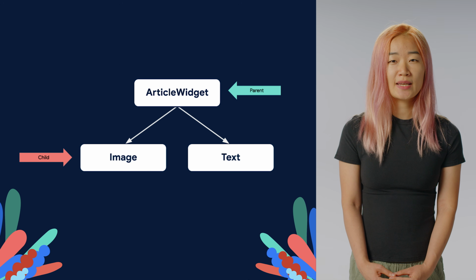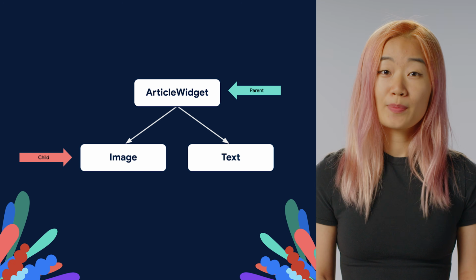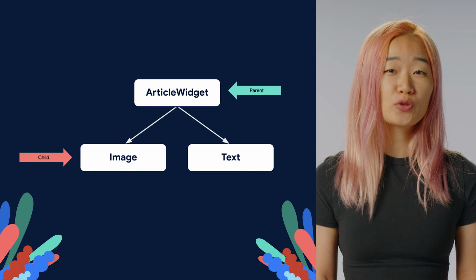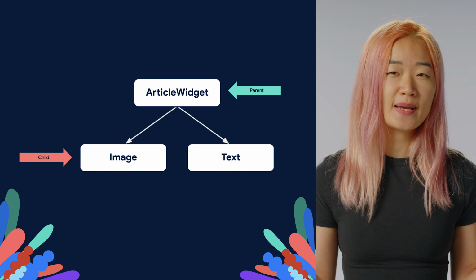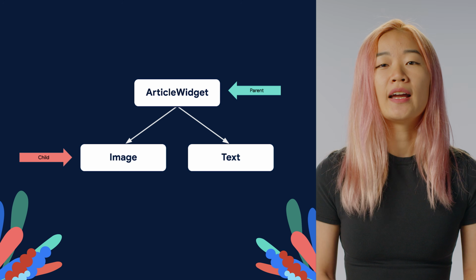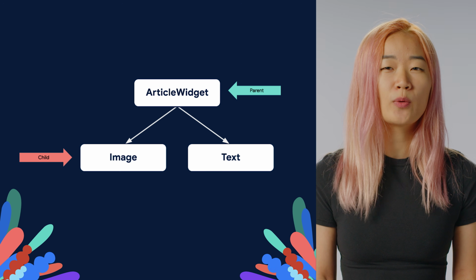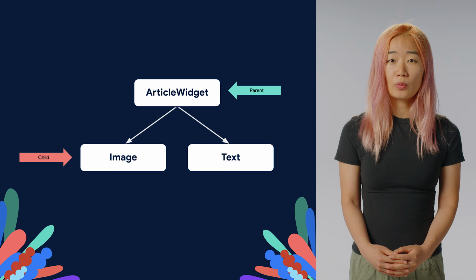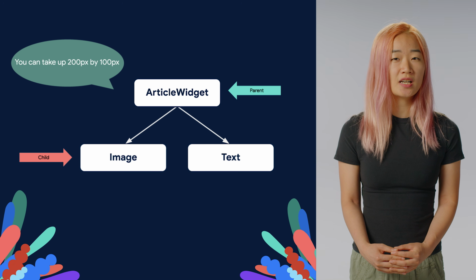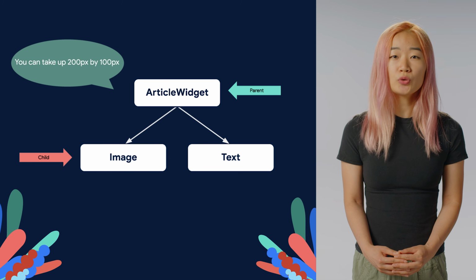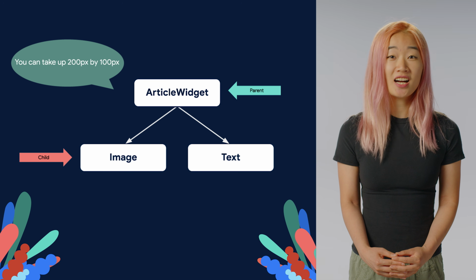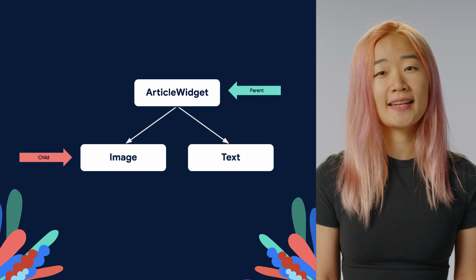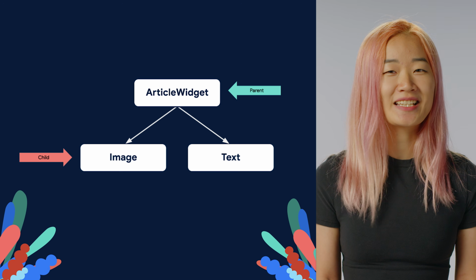The framework has the same conversation with each widget. A parent widget tells the child widget, I don't know or care what you want to be, but this is how much space is available. And it gives the child a minimum and maximum width, and a minimum and maximum height. For example, a parent might tell its child widget, you can be up to 200 pixels wide and 100 pixels tall. The child widget, now knowing the rules it has to play by, decides its own size.